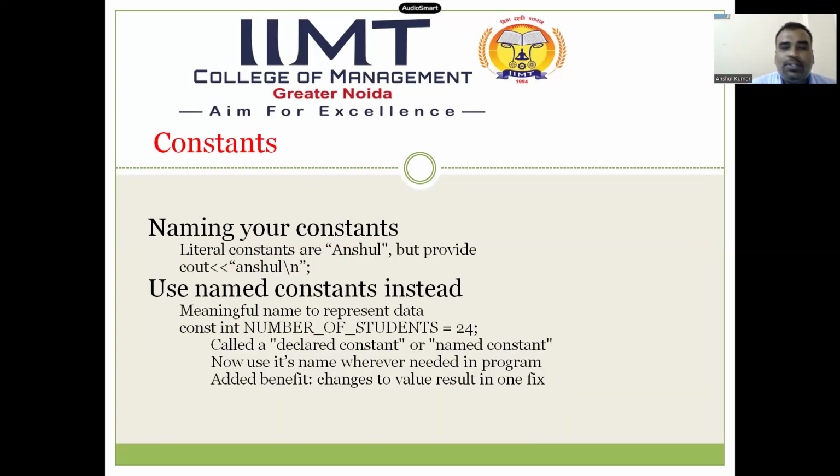Next, the constant. The word constant is very simple. If we use any type of value in our programming, whether C++, structure-oriented programming, or object-oriented programming, that is known as a constant. A constant is also called a literal. For example, we use the code cout, Anshul, backslash n. Here Anshul backslash n is a string type literal, a constant.